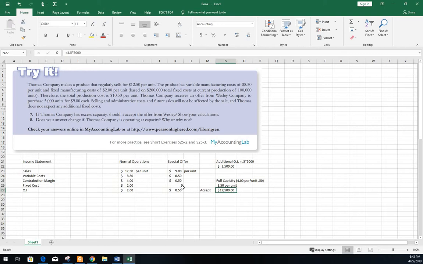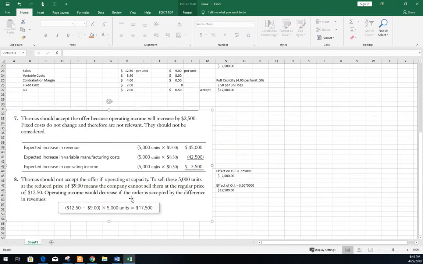If we're not operating at full capacity, we can go ahead and produce some units, we can do the special offer. But if we're selling everything at full price, why would we give up $4 to get 50 cents? And that would be a $3.50 per unit loss. And that would total into a $17,500 loss. So the answer to number 8 is we would not accept the special offer if we're operating at full capacity, because we would be giving up $17,500 in operating income.